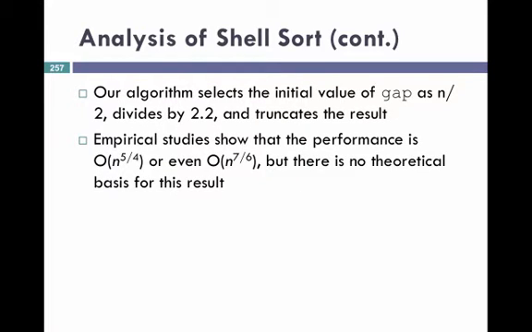Now, our algorithm selects the initial value of gap as n over 2 and divides it by 2.2 and truncates the result. And experimental studies show that the performance is about order n to the 5/4 or even order n to the 7/6, but there's no theoretical basis for that.